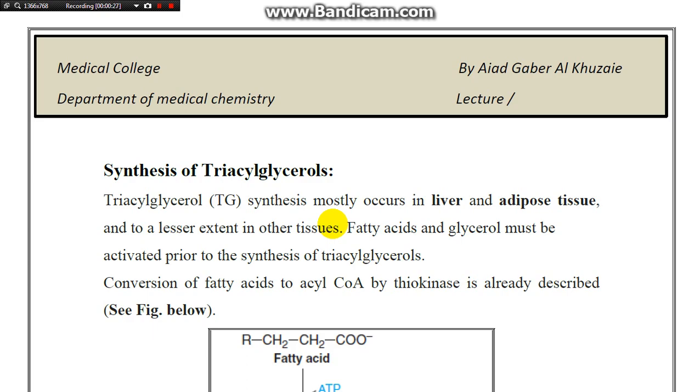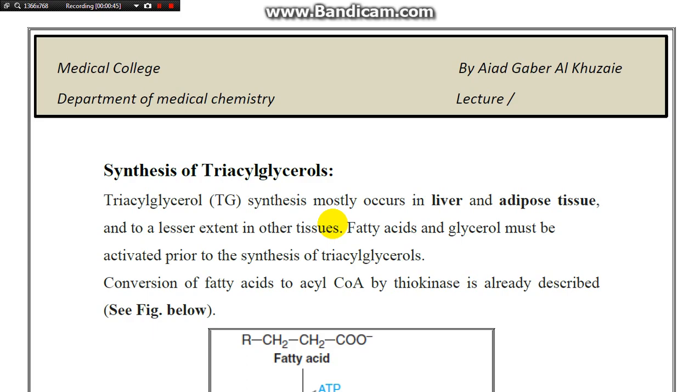Fatty acid and glycerol must be activated prior to the synthesis of triacylglycerol. Both the fatty acid and the glycerol together give us the triacylglycerol.